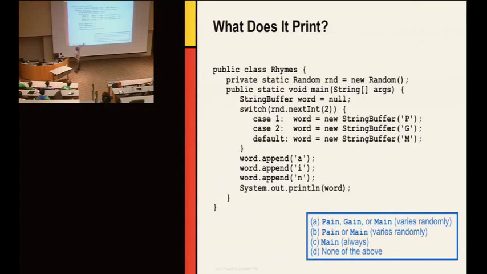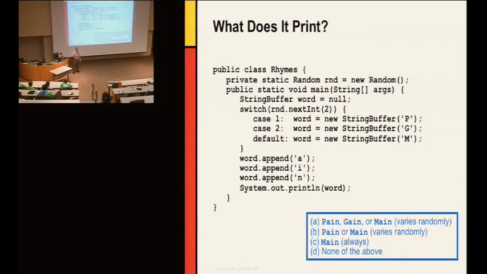So how many people believe that this program prints pain, gain, or main, varies at random? Choice A. 1 person. All right. How many people believe pain or main, but no gain? About 10 of you. How many people believe main, always, every time? Oh, about 25 of you. And how many people think none of the above? About 10 of you. And those 10 of you are correct.